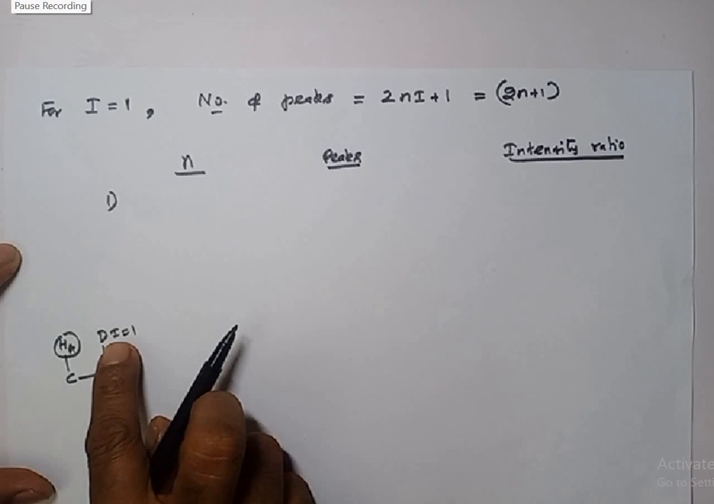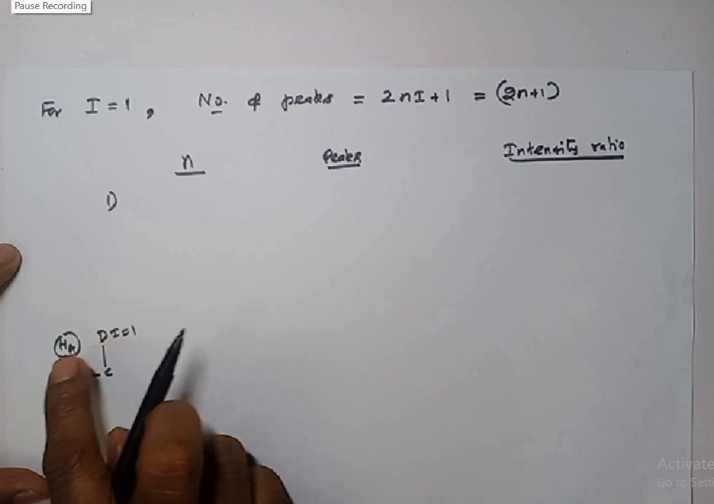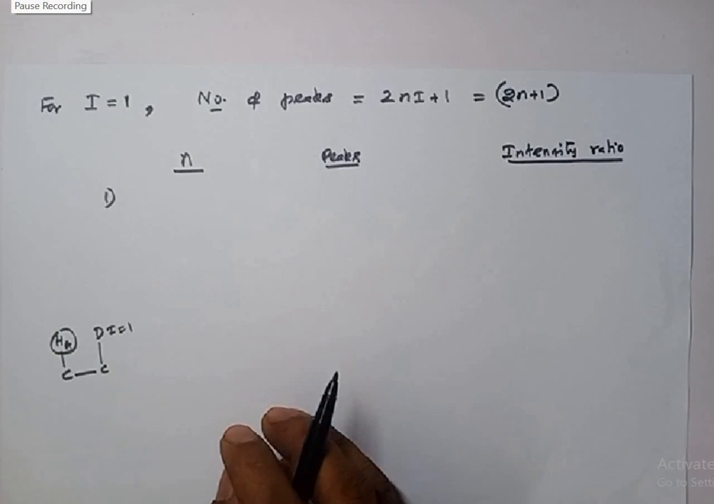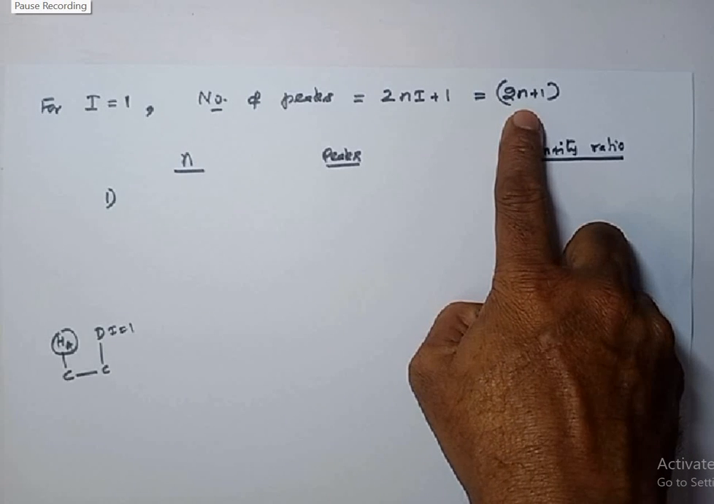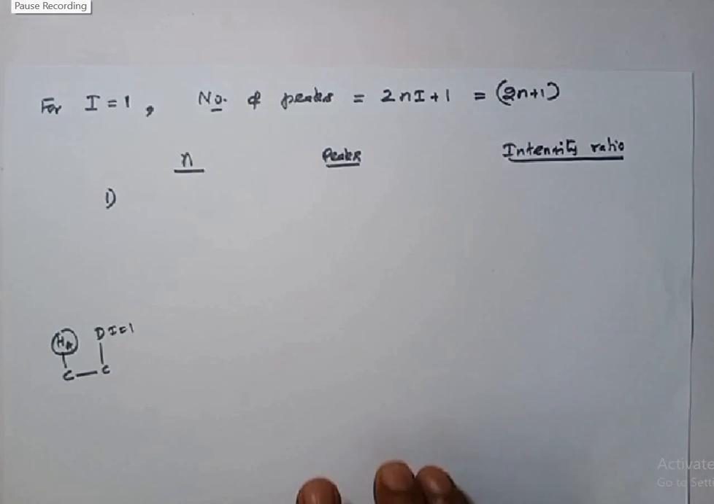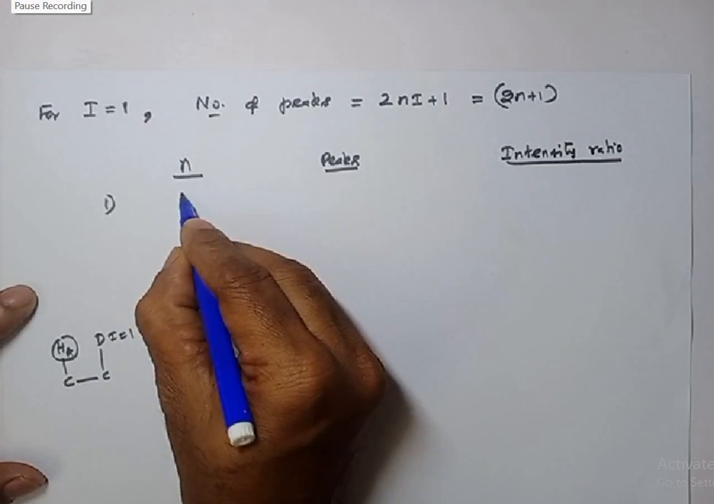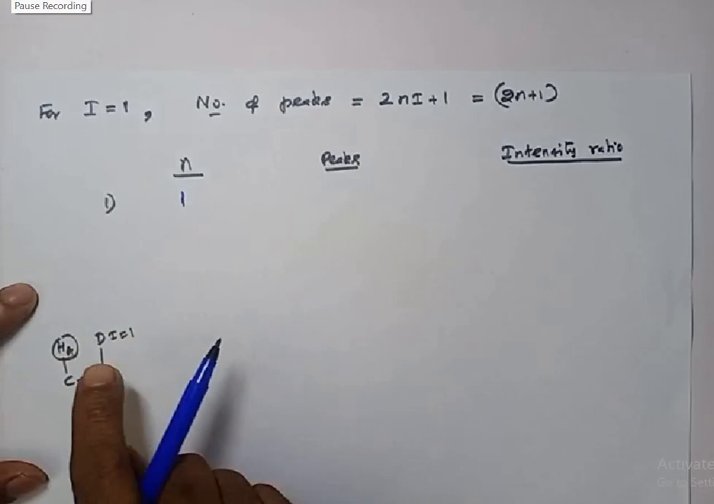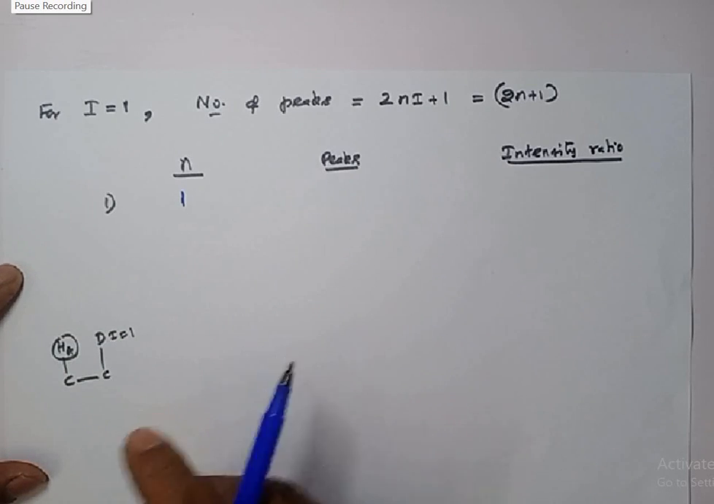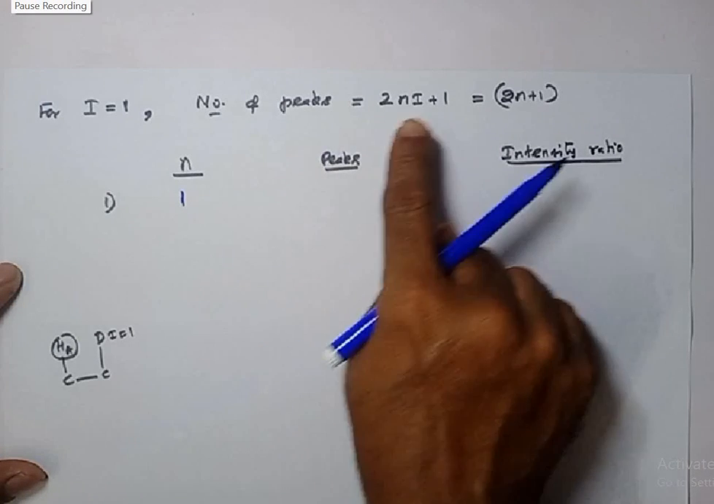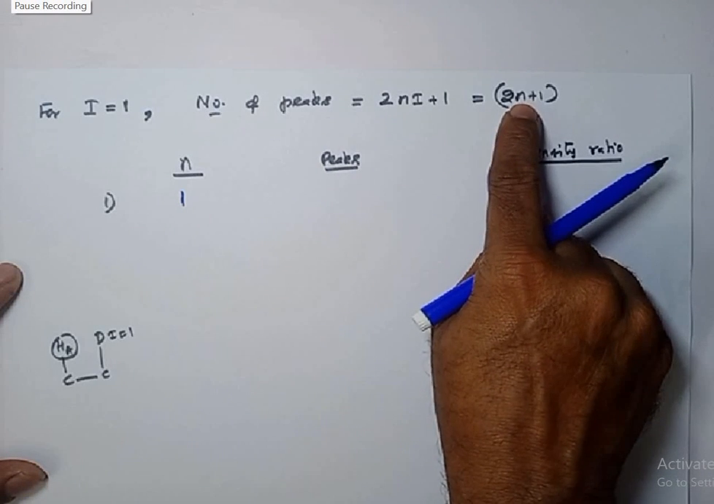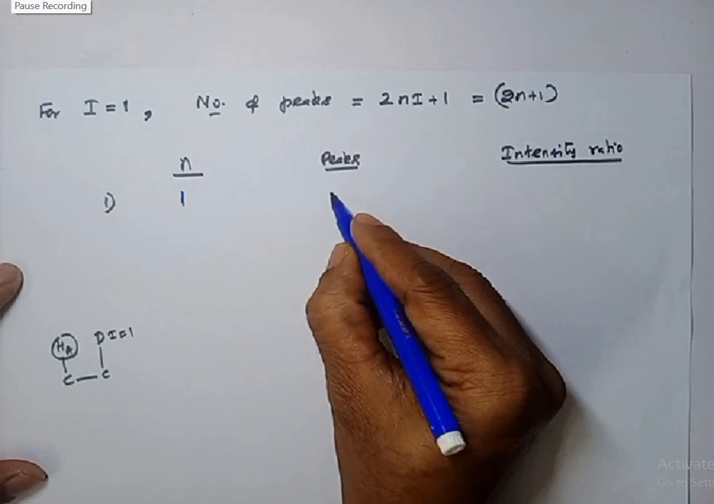If we have I is equal to 1 nucleus on adjacent carbon, then the number of peaks that we obtain is different actually. We should use this 2nI plus 1 formula. Okay, now let me show you how to do this. Suppose n is equal to 1, if the adjacent carbon has one deuterium atom, or any nucleus having I equal to 1, how many peaks do we get? Put n is equal to 1 here. 2 into 1 is 2, 2 plus 1 is 3, so we get 3 peaks.